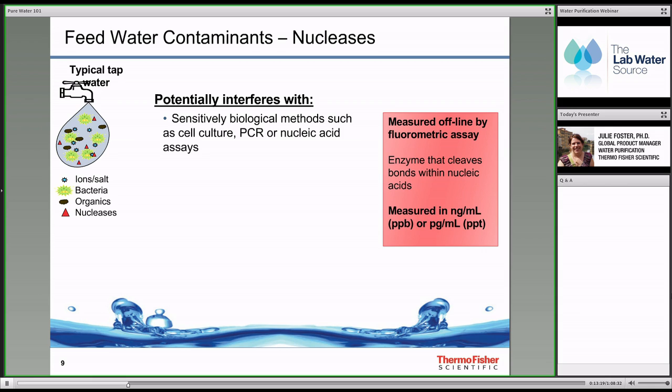The same kind of is true of nucleases. Actually, bacteria are one of the main sources of nuclease contamination. So nuclease is the general term for an enzyme that degrades either RNA or DNA. And it's kind of a general name. Specifically, it's called RNase, which degrades RNA, and DNase that degrades DNA.